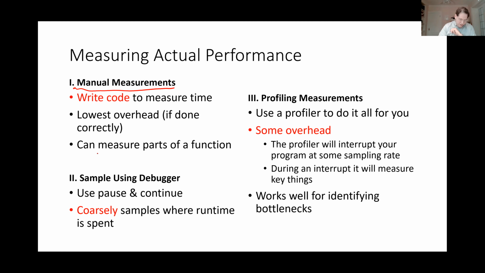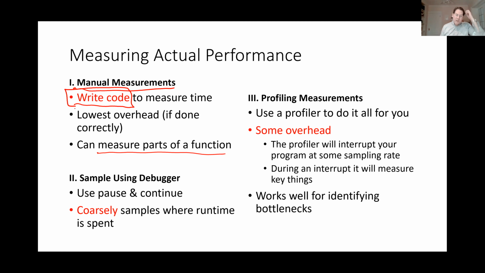You can use this to measure even parts of a function, whereas with the other techniques I'm going to show you, generally you can't figure out what parts of a function are slow. You can only really figure out which functions are potentially slow. The disadvantage of this is that you actually have to write code. So if you don't know where to start and you've got a big program, it might take you quite a while to write all this code.